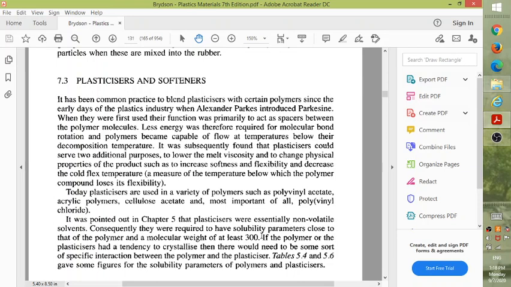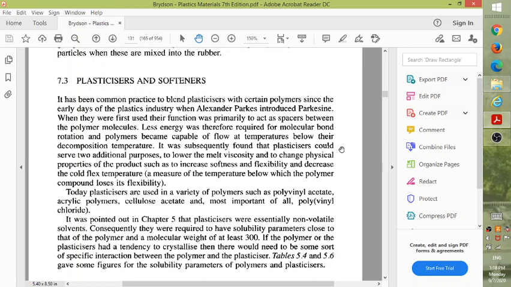It has been common practice to blend plasticizers with certain polymers since the early days of the plastic industry when Alexander Parkes introduced Parkesine. When they were first used, their function was primarily to act as spacers between the polymer molecules. So what does the plasticizer do? Plasticizer increases the softness of the plastic. And how does it increase the softness? By acting as a spacer between the polymer molecules. More space means less energy to rotate and therefore more flexibility.